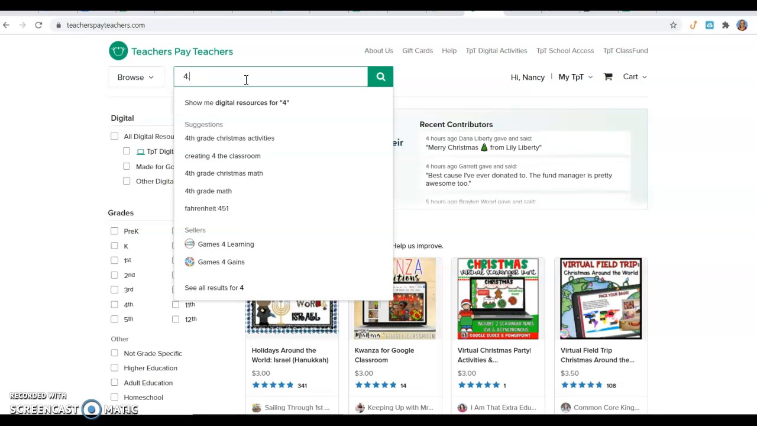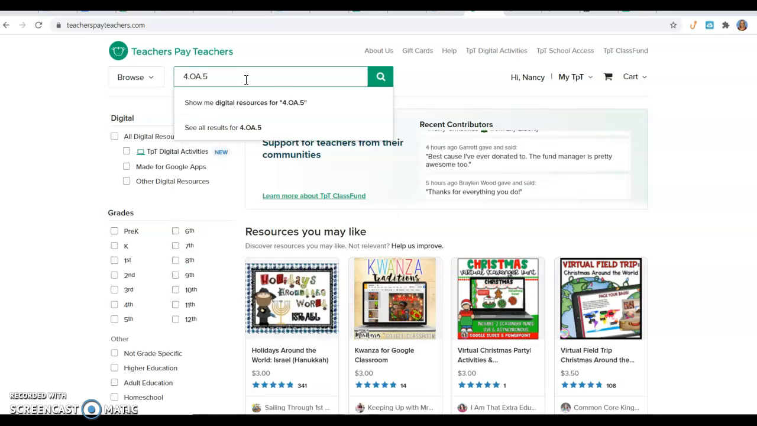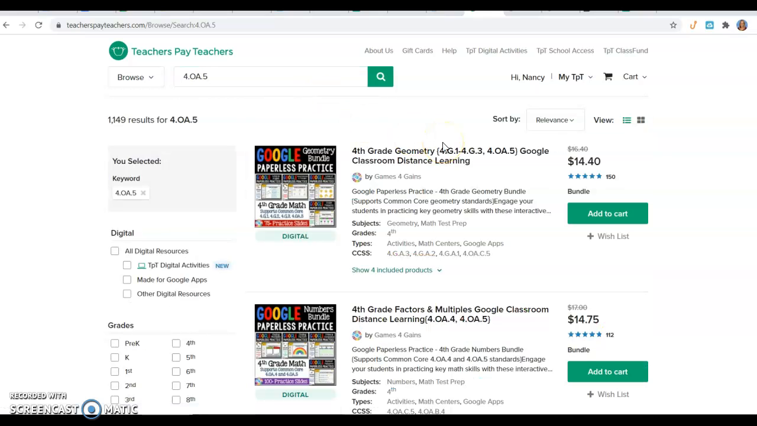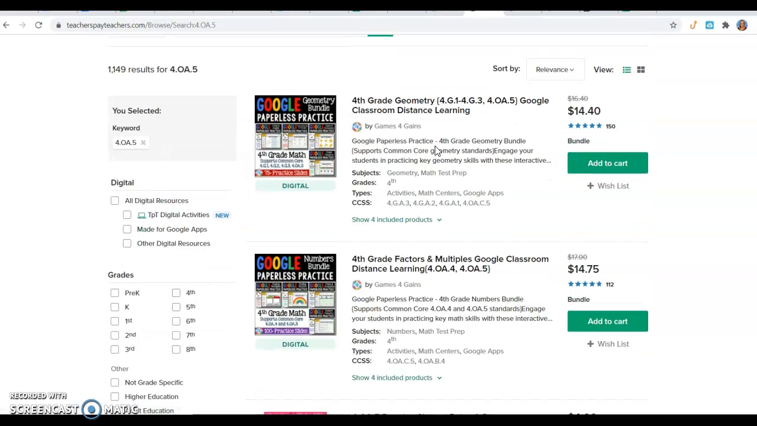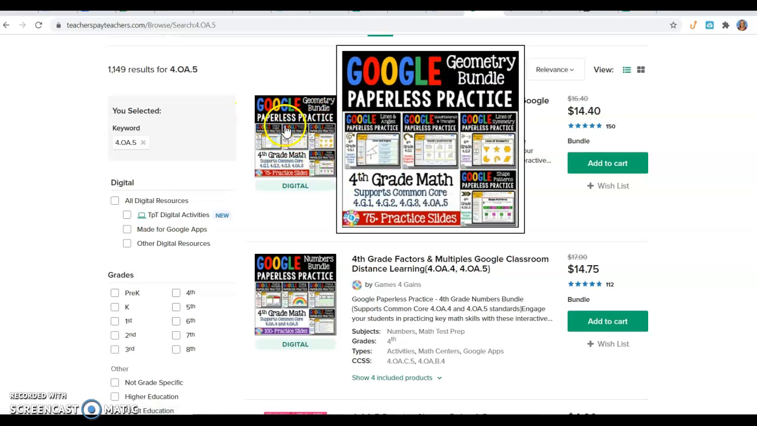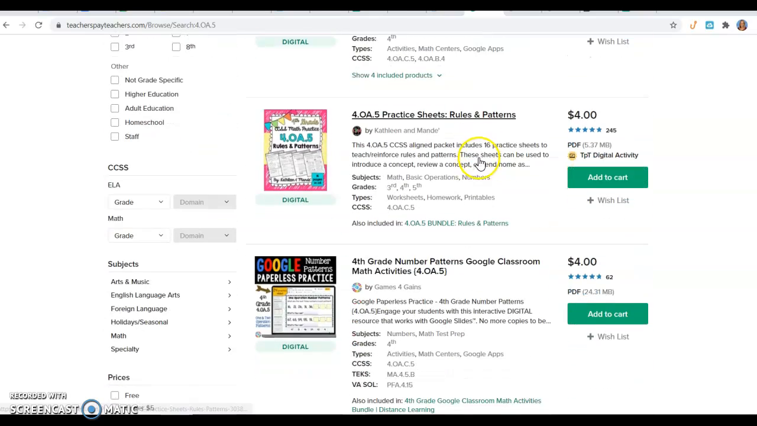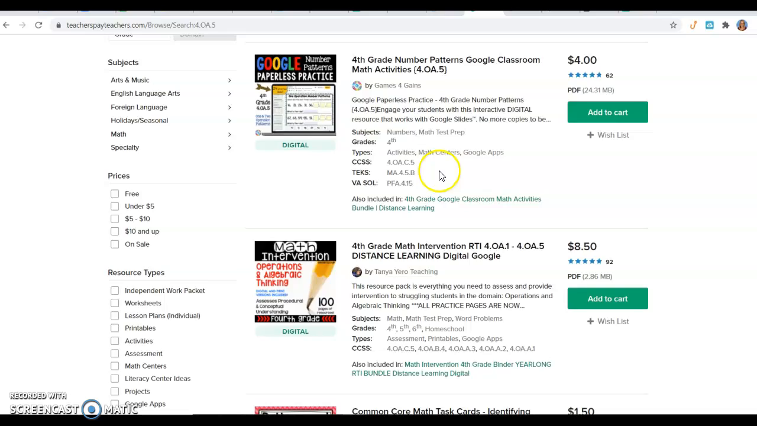So it was 4OA5. If I type in that standard, it brings up all sorts of resources that are created by teachers that are used in classrooms. You can do a whole unit on it. This is a paperless practice. It is $14, but it helps to not have a paperless one.